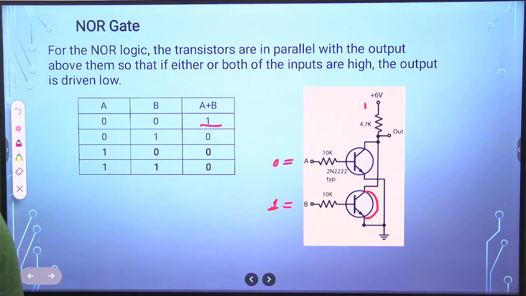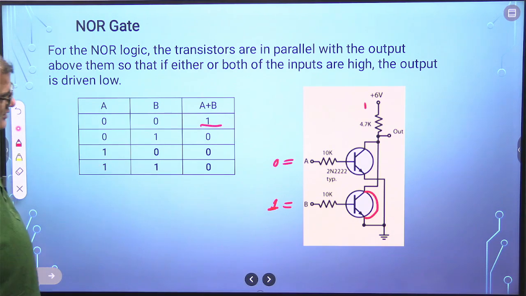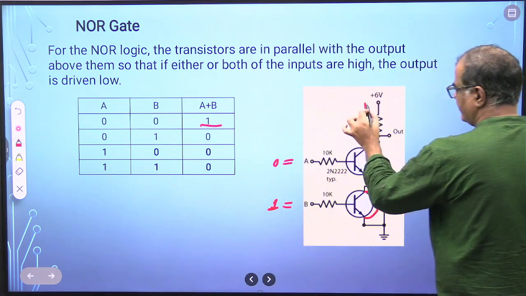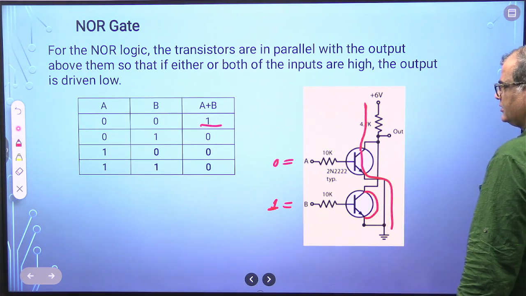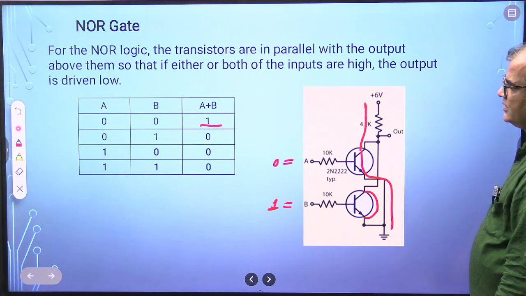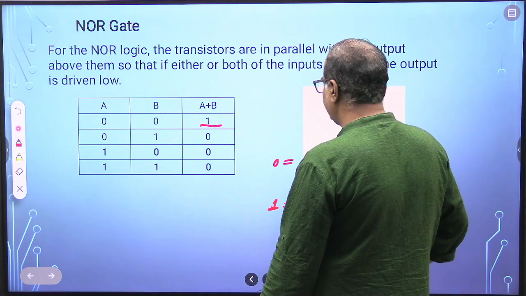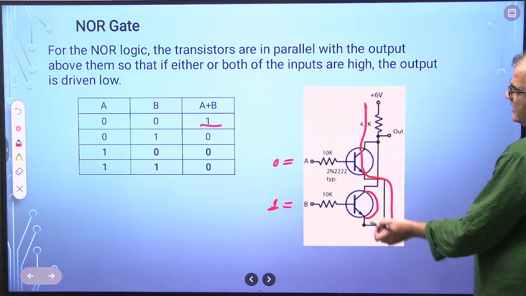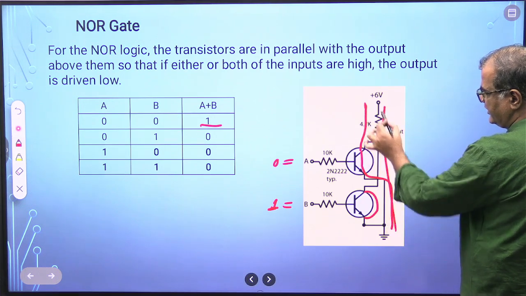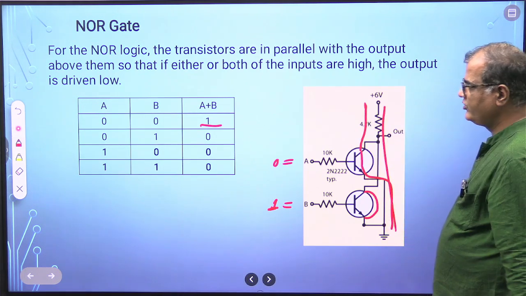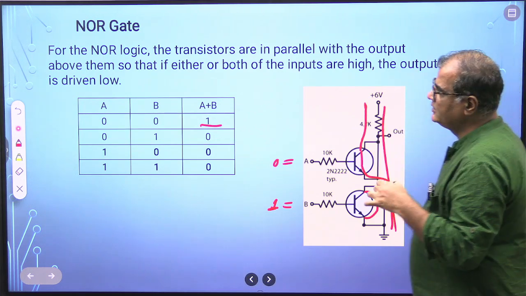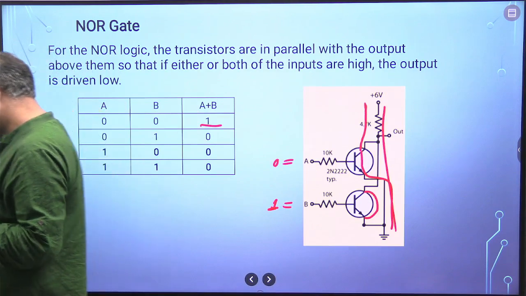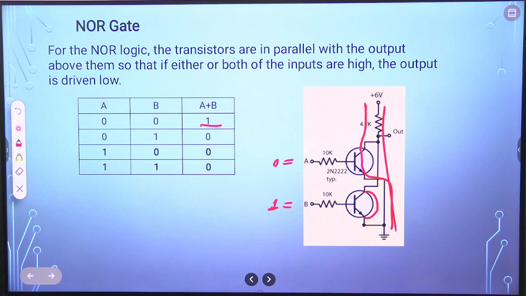Second case, similarly 1 0: this 1 will conduct, so current will flow from here through this transistor, so again the output will be 0. And if both are conducting, you can take this path or this path, and the output is 0. When both are not conducting, then only is the current 0 and you get a high output here. So this is your NOR gate, the opposite of the OR gate.